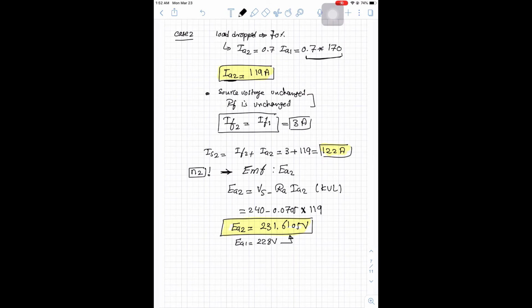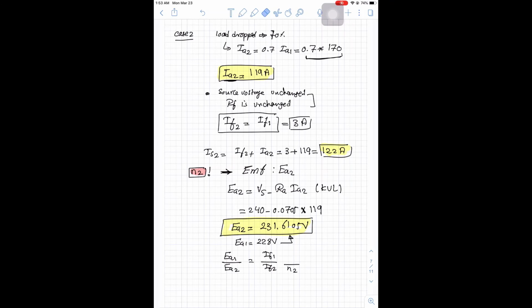But if your car is going uphill, your speed will decrease because you are putting more load on your engine or your machine. Now the question was not to calculate EA2, but to calculate the second speed, N2. So how will we calculate N2? We will do the same as in the previous questions: EA1 divided by EA2 equals IF1 divided by IF2 multiplied by N1 divided by N2.